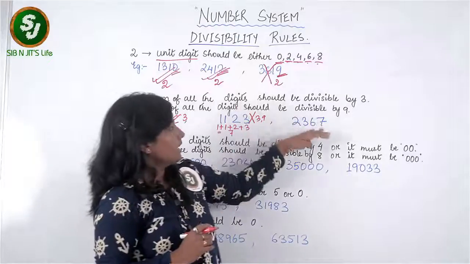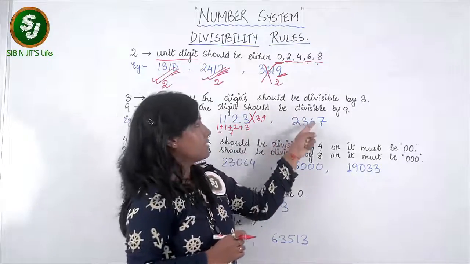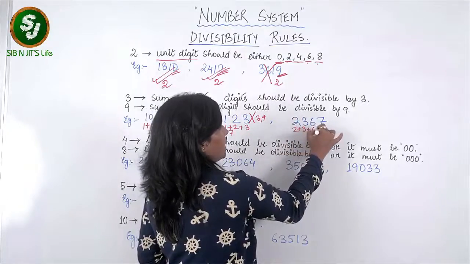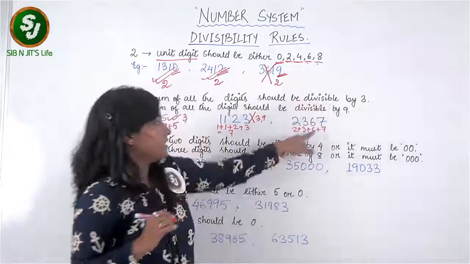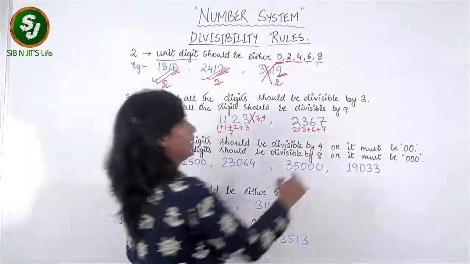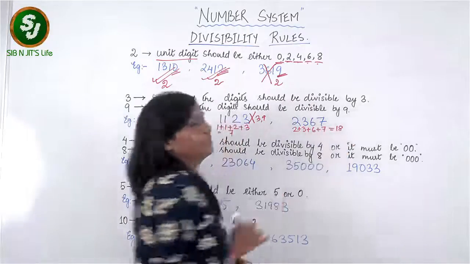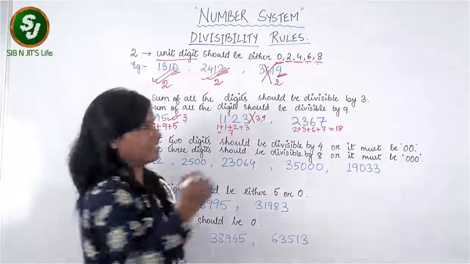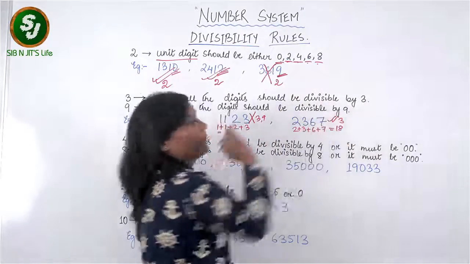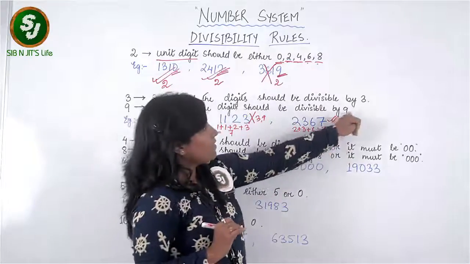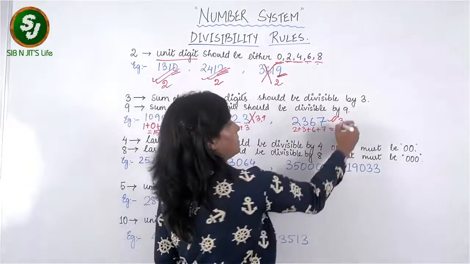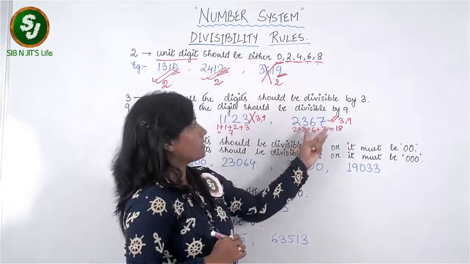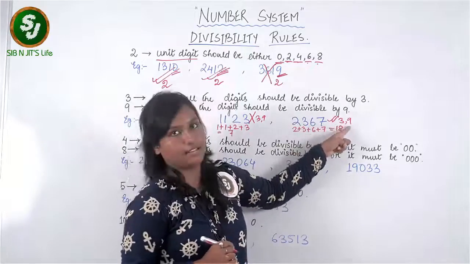Next example you see 2367. So when we add the digits, what will we get? 2 plus 3 plus 6 plus 7, we get 18. Now see, is 18 divisible by 3? Yes. That means this number is divisible by 3. And is 18 divisible by 9? Yes, again it is divisible. So that means this is also divisible by 9. So this entire number is divisible by both 3 and 9.